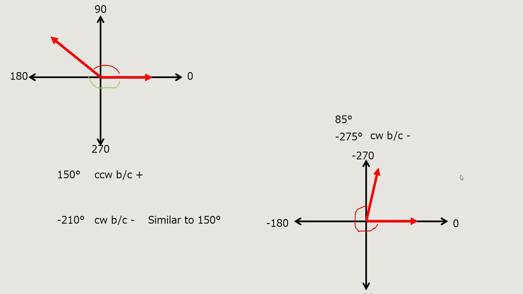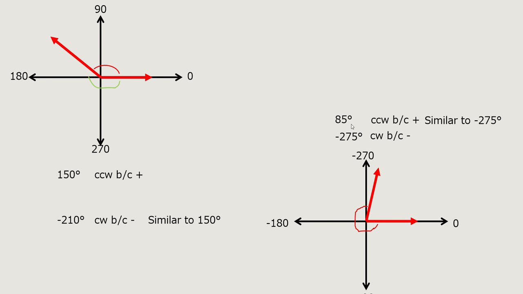Now I want to graph 85 degrees. Again, 85 degrees is a positive number, so we know we are moving counterclockwise. And again, we know this angle is similar to negative 275 degrees. The reason for that being if I subtract 360 from 85, I will get negative 275.